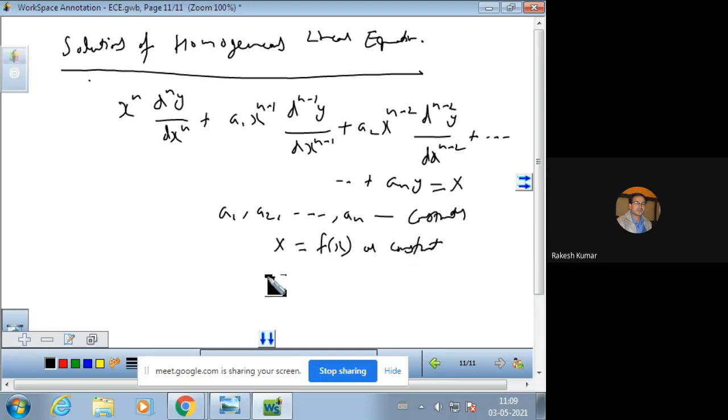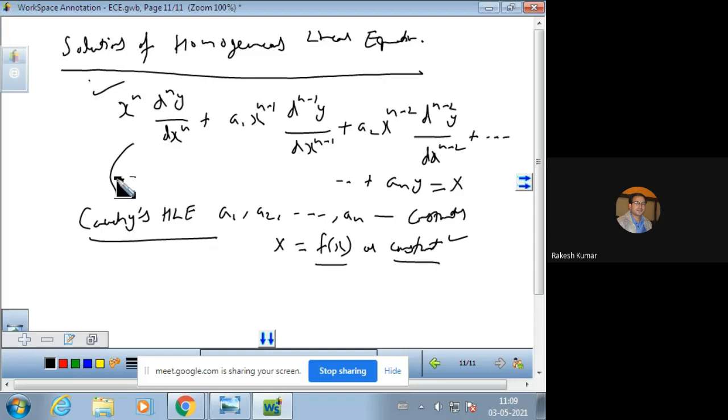Both are possible. It can be a function of x, or it can be a constant. Now, this equation is said to be Cauchy's homogeneous linear equation. This is the standard name of this equation, and we have to solve this equation. This is our motive in this lecture today.